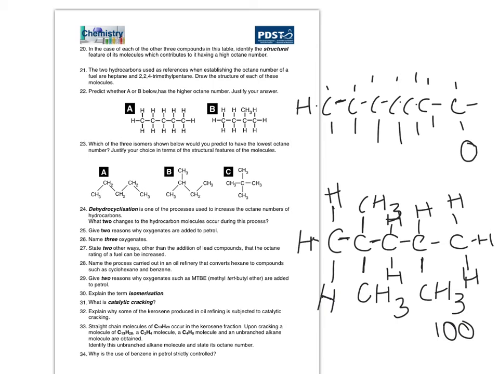Number 30, explain the term isomerization, where you take a long straight chain hydrocarbon which has a really low octane number and you convert it to its isomers. So basically you chop bits off and you stick them back on at different angles. You create a shorter chain with lots of branches, so you're increasing the octane number.